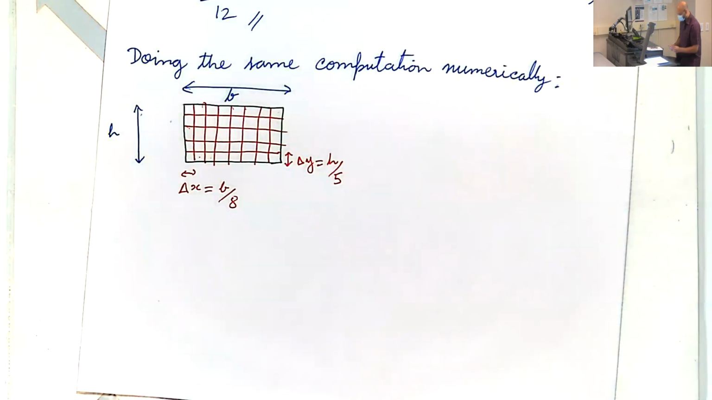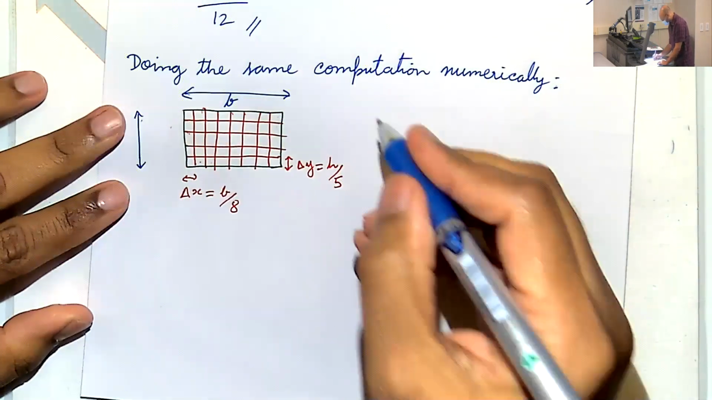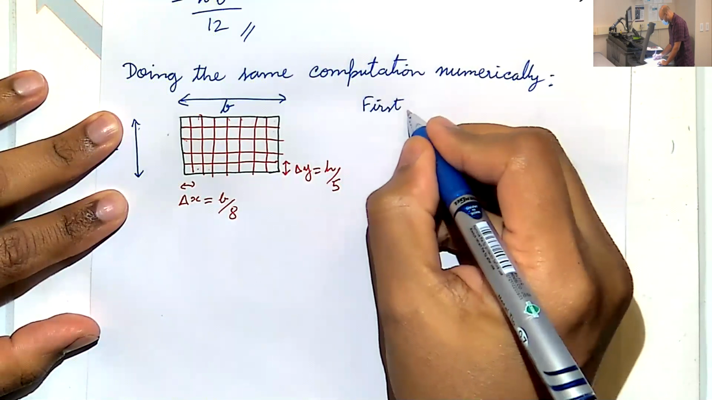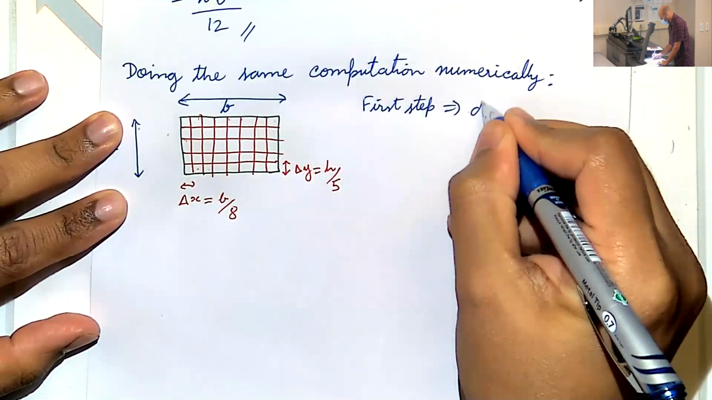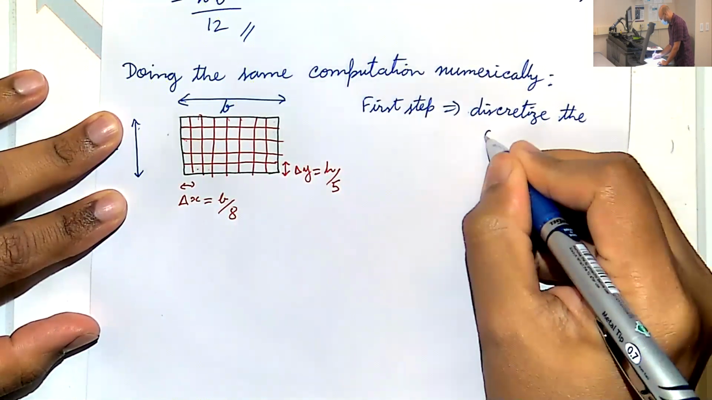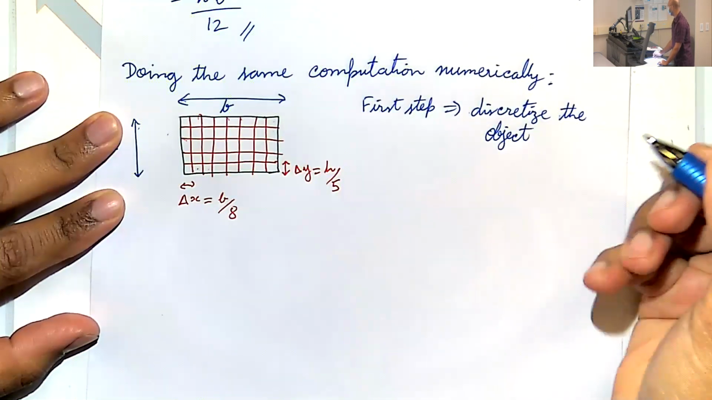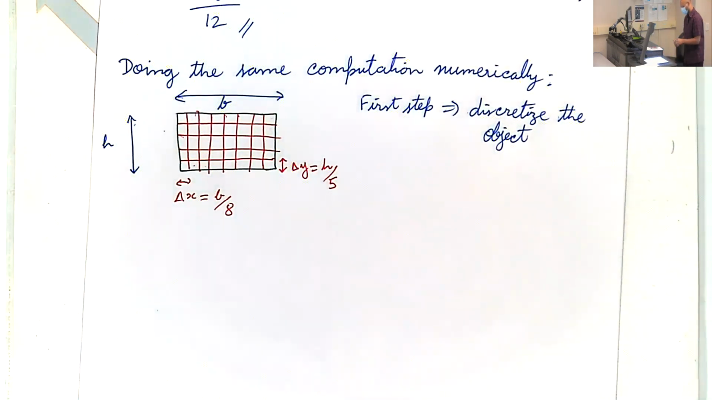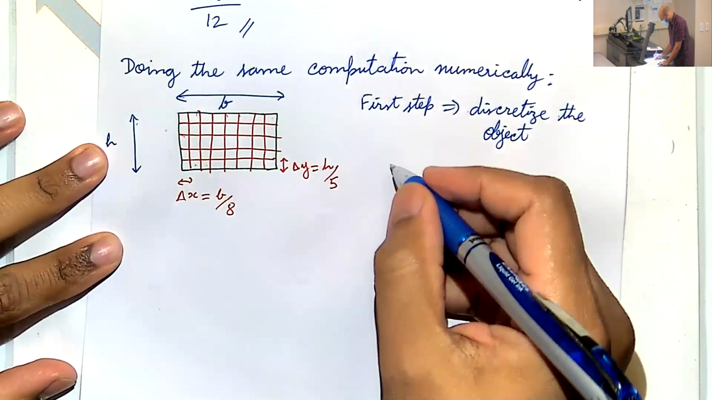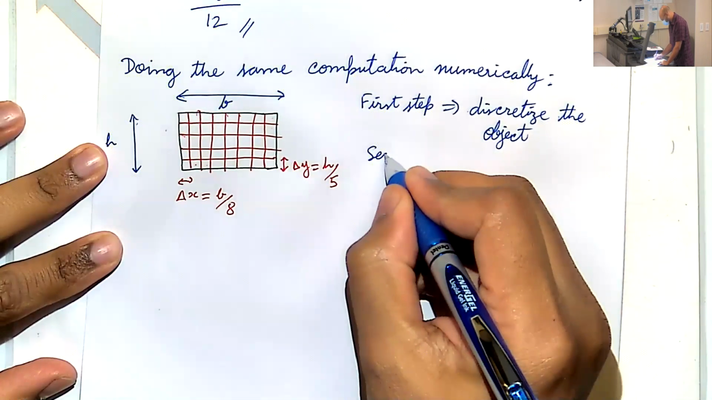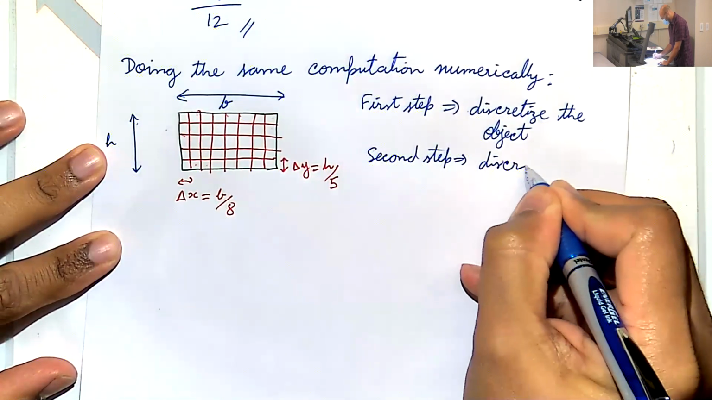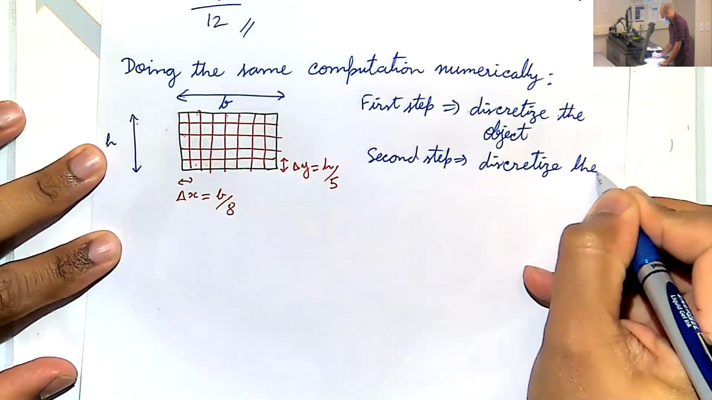Okay, and so that's the first step. Whenever you're talking numerical, the first step is discretize the object. And once you've done that, the second step is discretize the integral. So let's say if we were trying to compute, let me just write second step: discretize the integral.